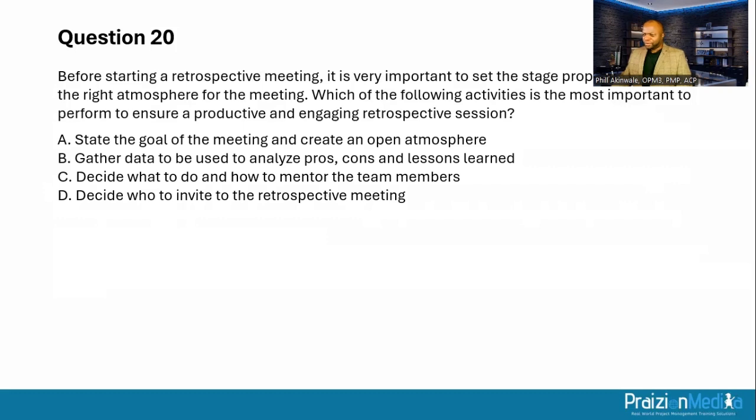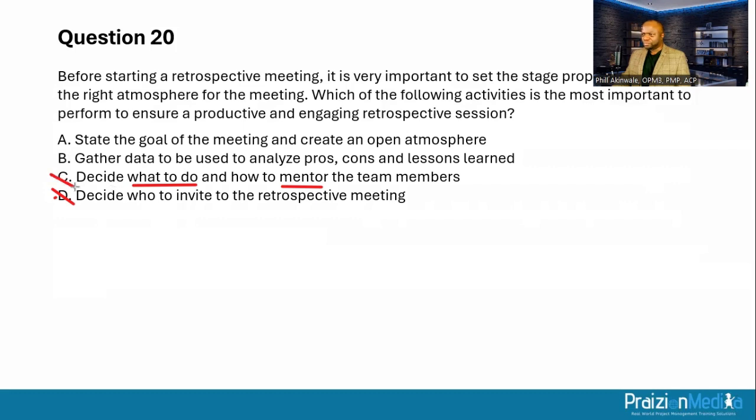Okay. So if we look at the options from the bottom this time going up, decide who to invite to the retrospective. Now, while this is important, it is not most important because you could invite all the right people and end up doing all the wrong things. C, decide what to do and how to mentor the team members. Well, deciding what to do sounds quite personal, but other than that, it's not a place for mentoring. Could mentoring happen in a meeting? It could, but that is not the main goal. And it said, what is most important?